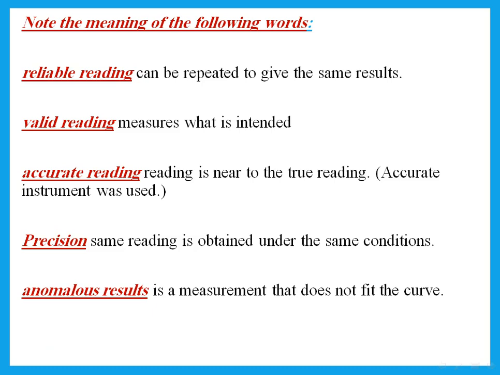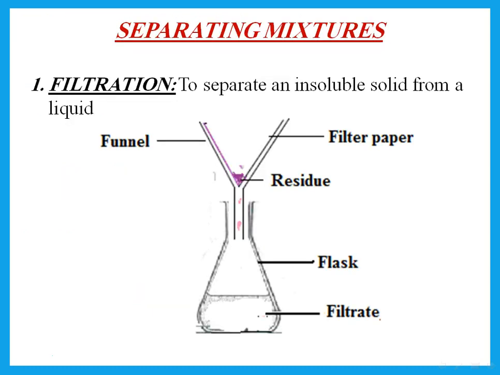An anomalous result, and this is the one that's most important, you should remember that anomalous means it is wrong. There is something wrong about it. It does not fit the curve, or it is away from the curve.